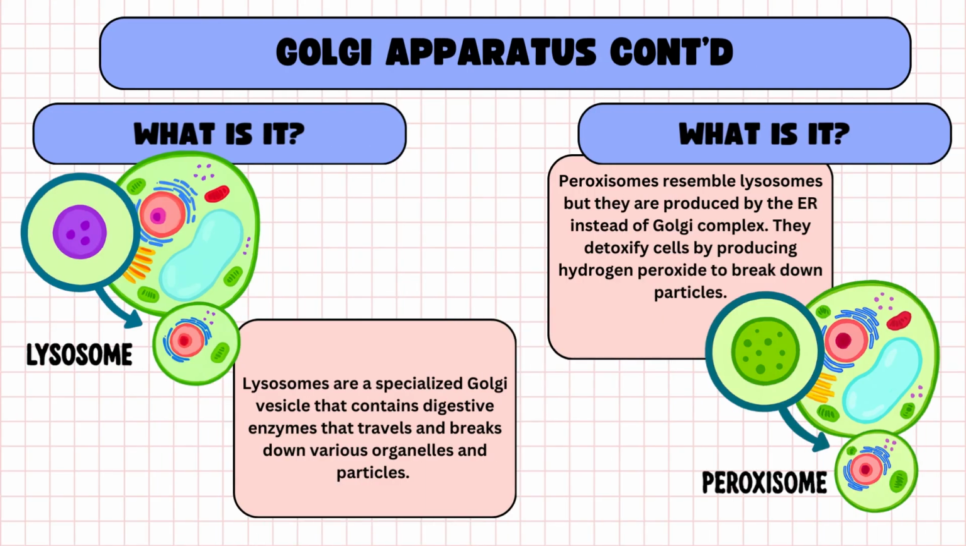Next, we have the lysosome and the peroxisome. They both have digestive enzymes that break down various particles and organelles, except peroxisomes are produced by the ER instead of the Golgi complex like the lysosomes. Another difference between the two is that peroxisomes produce hydrogen peroxide, whereas lysosomes don't.